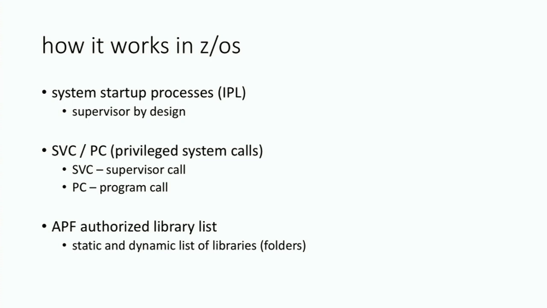The other construct, which doesn't have a really good analogy in Linux or Windows land, is this idea of an APF authorized library list. In a nutshell, this is a list of libraries on the mainframe, and all the mainframers in here cringe when I say this, but a library you could kind of think about like a folder. So it's a list of folders that have a property such that if you can put a binary in this folder, any binaries in this folder can run authorized by definition.